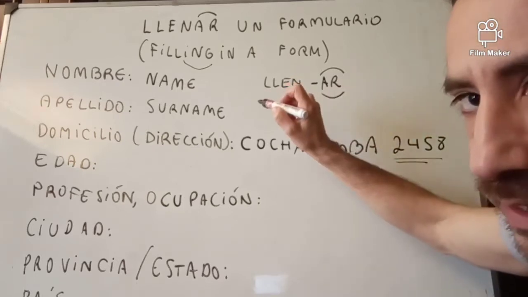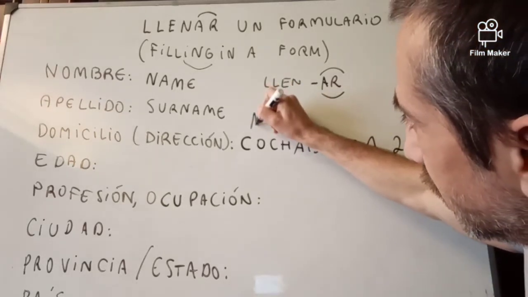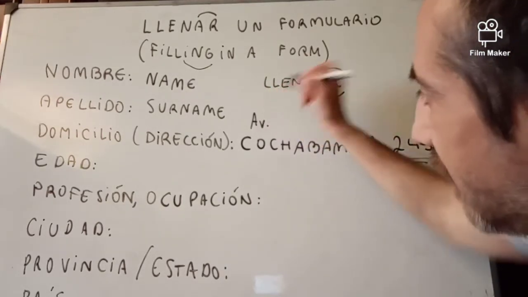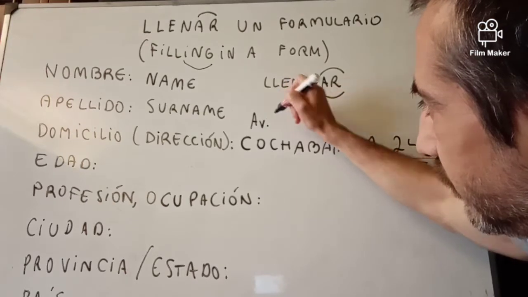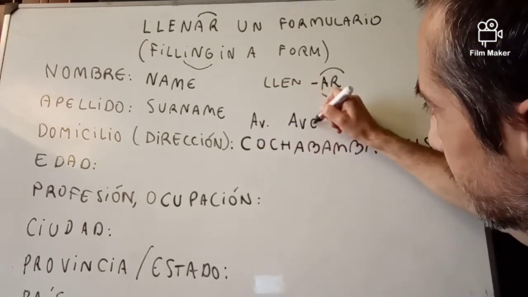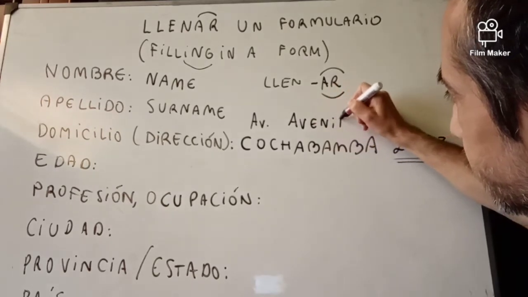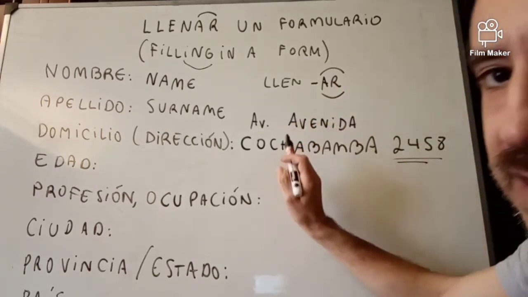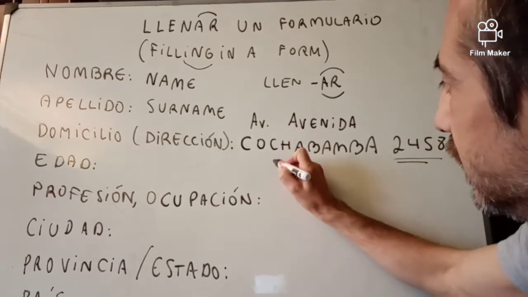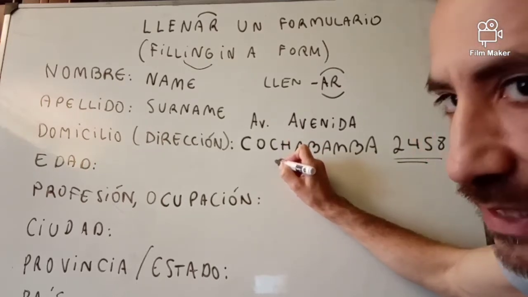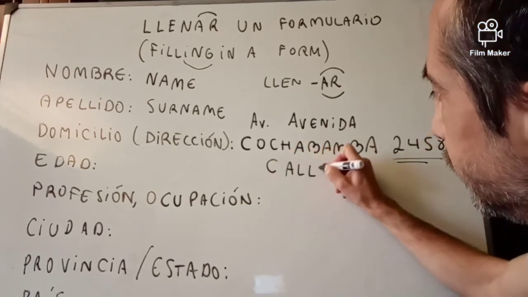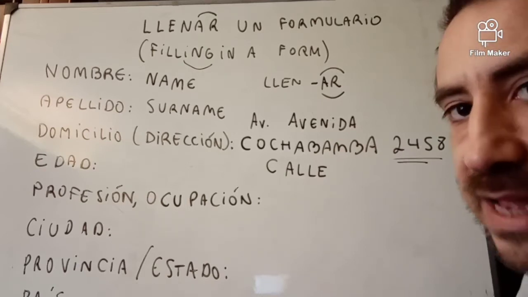If it were an avenue, the abbreviation is Av without the E, and the whole word is avenida. Avenida, in the case it were an avenue. And this is the name of a street. Street we say calle. Like this.